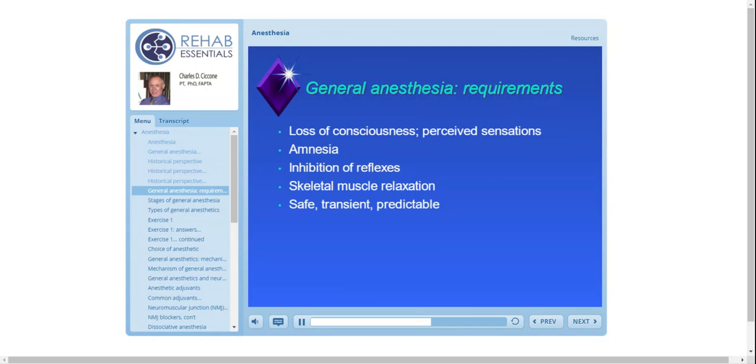And of course, it should be safe, transient, and predictable. We want the patient to recover in a fairly short period of time from the anesthesia and not really have any residual effects of the anesthesia. And as I indicated, this has gotten better and better over the years from the original inhaled anesthetics like ether and chloroform. So we're going to see that anesthesia has really come a long way. And a lot of the anesthetics now really meet these requirements quite well.